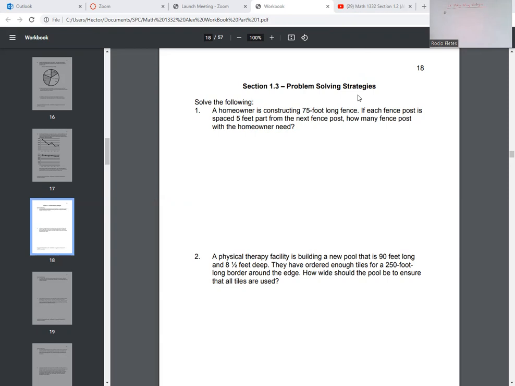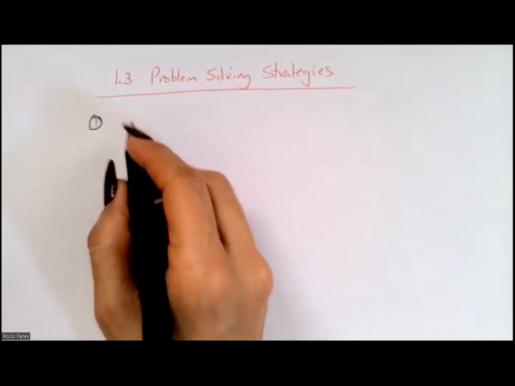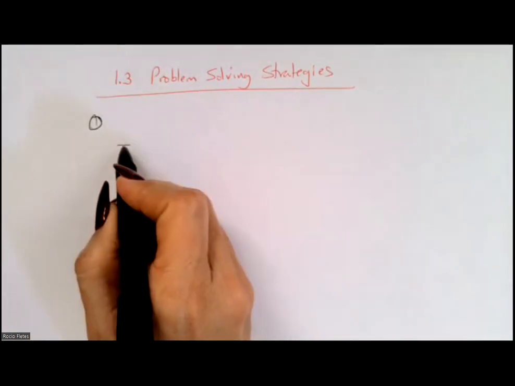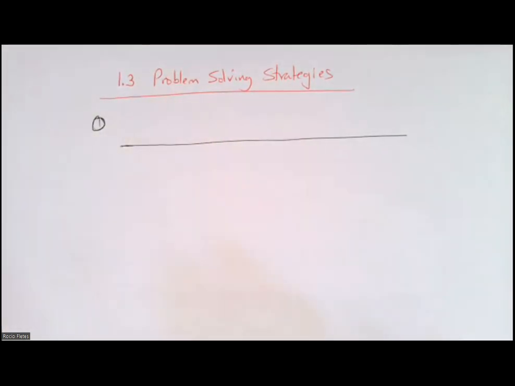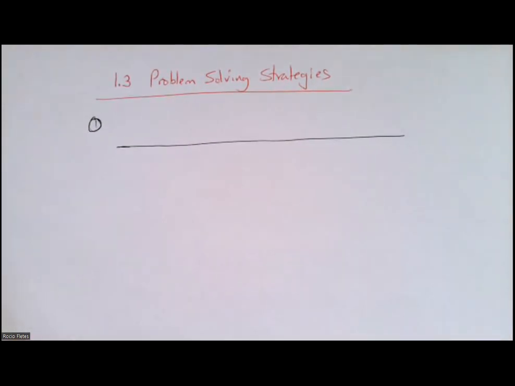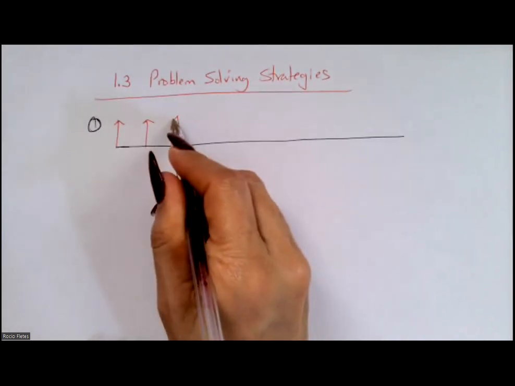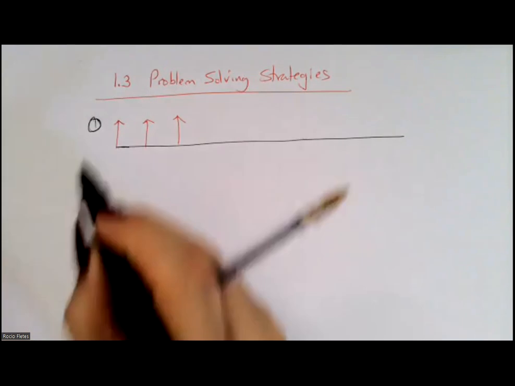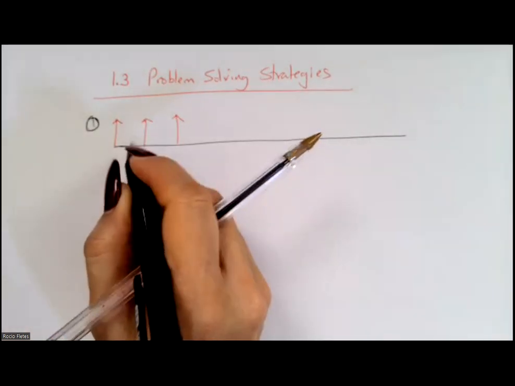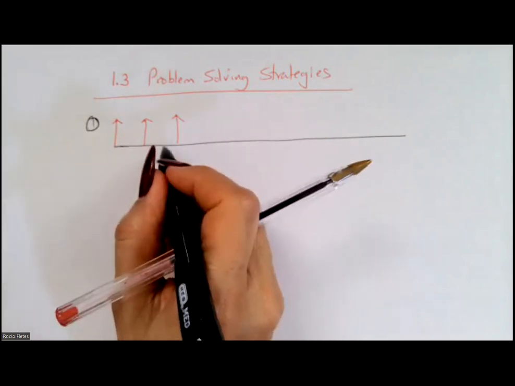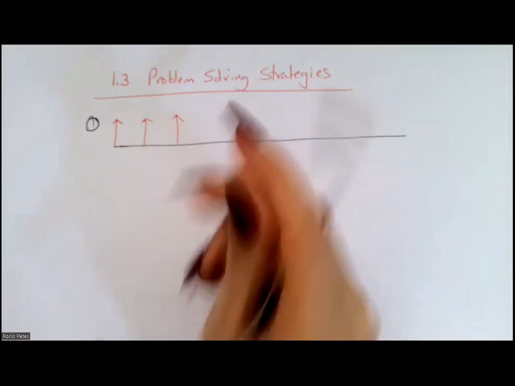So let's see, let me stop sharing. I recommend you draw, you don't really need to, but I really think that it will help to draw a little diagram of the situation, right? So say we place the first fence post here, and then you have the next one and the next one, right? So 5 feet apart. And 75 divided by 5 gives us 15 spaces, right? So we're gonna have 15 spaces.